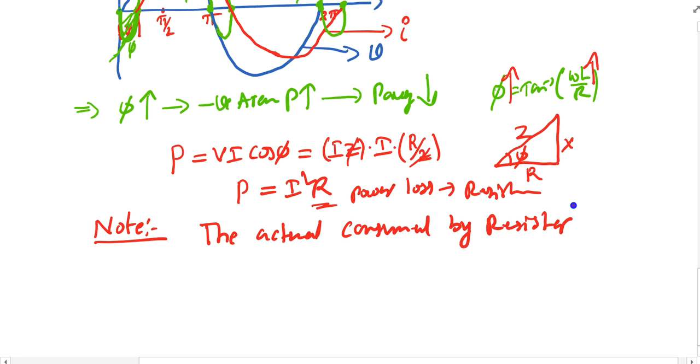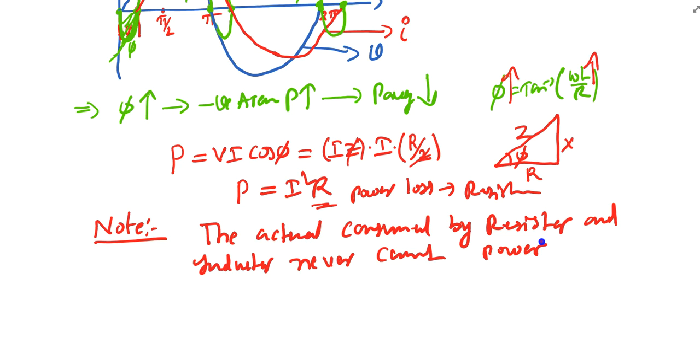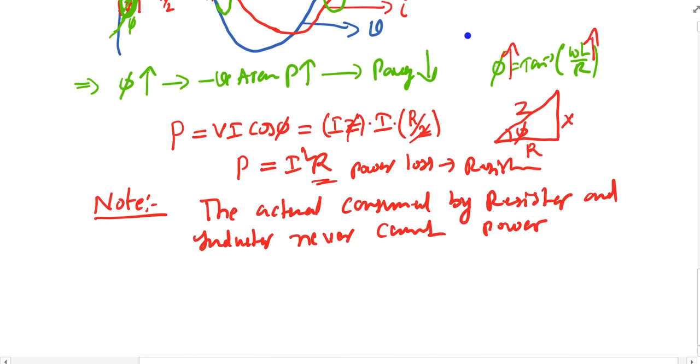resistor, and the inductor never consumes power. Why is the inductor never consuming power? Because you have already seen that for the inductor, for a quarter cycle it takes the energy, and for another quarter cycle it supplies the energy. So the average power consumption by the inductor is 0, but my resistor will consume the active power. That is the conclusion we came to from this analysis.